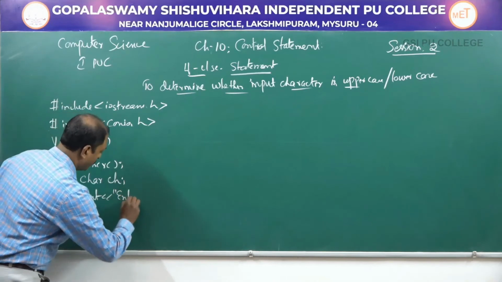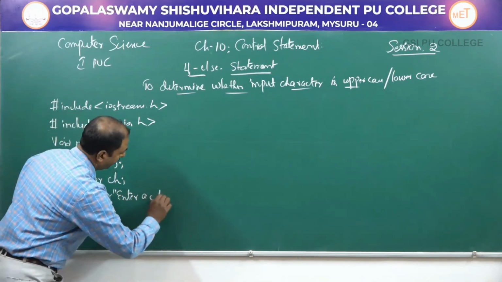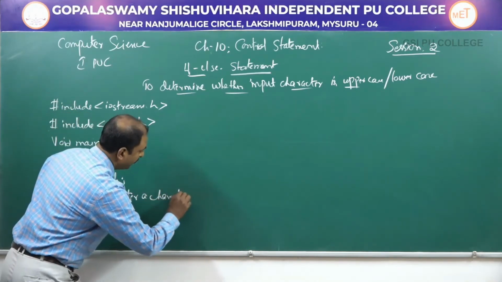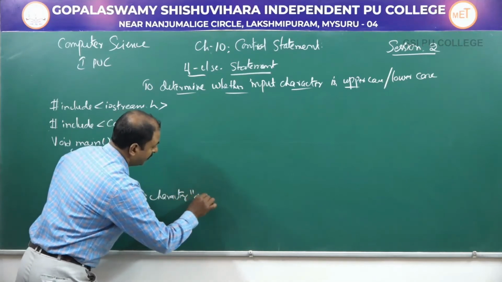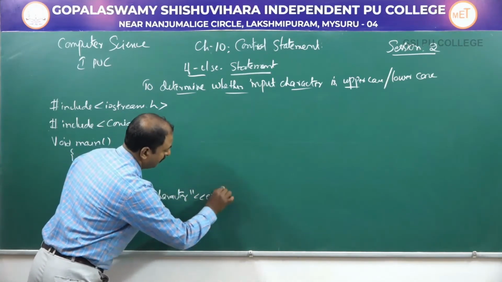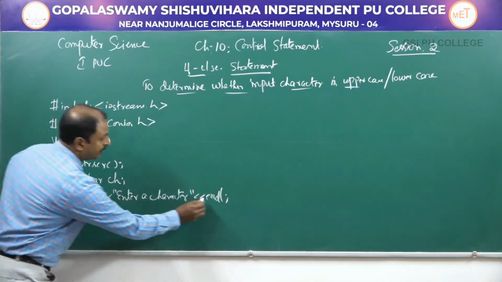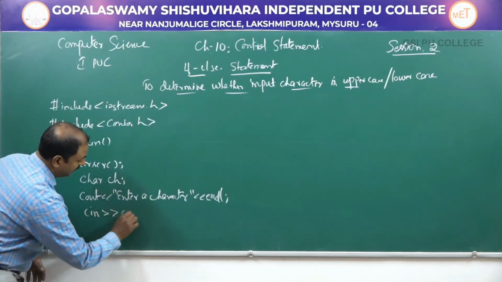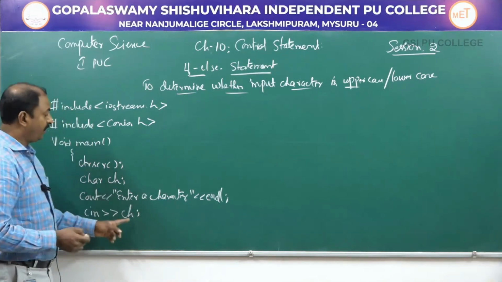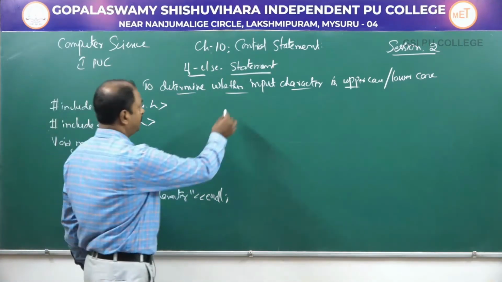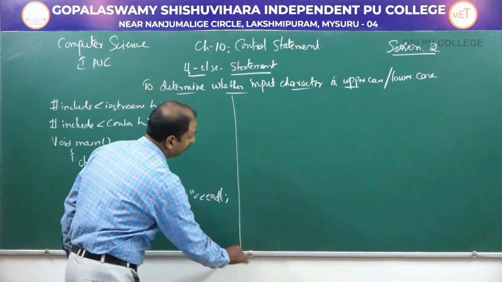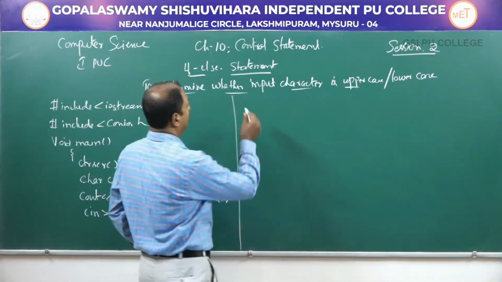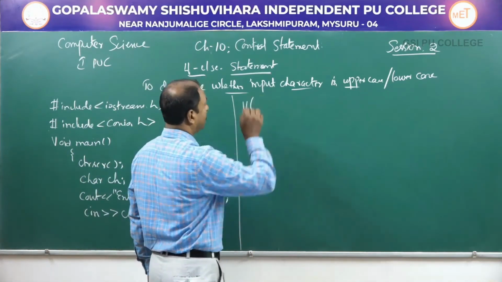Now we have to print a message to enter a character. So cout "enter a character", semicolon. Then after this, we have to make use of an input statement, cin, ch is the variable. The next step is to make use of an if else statement. And here, in this if, what is the condition?